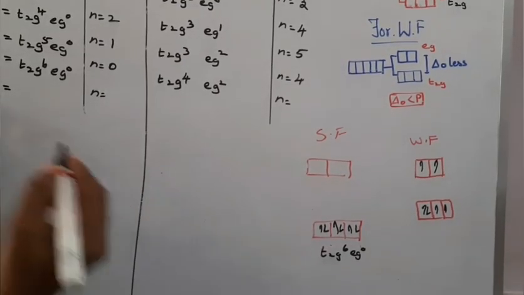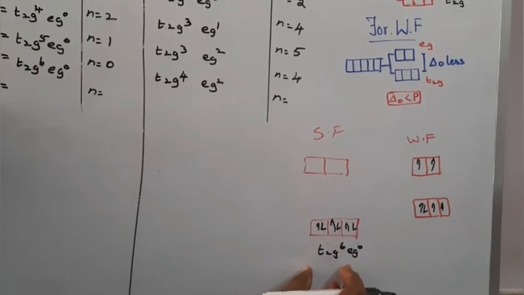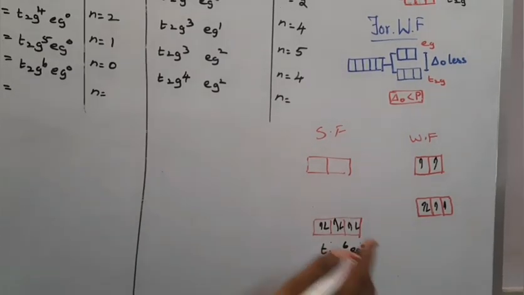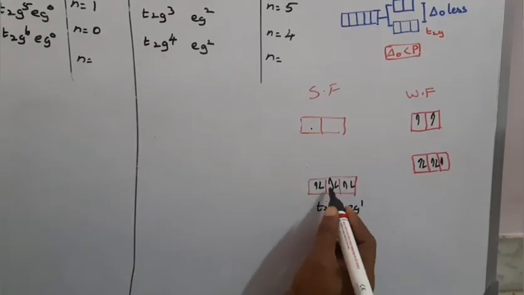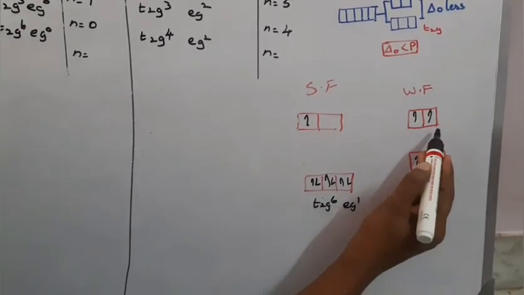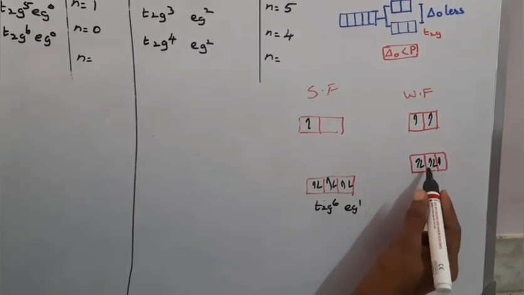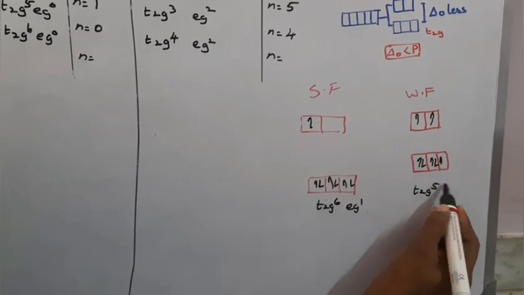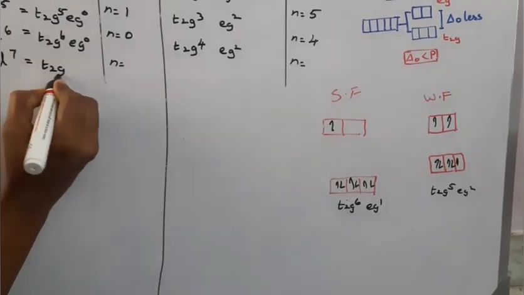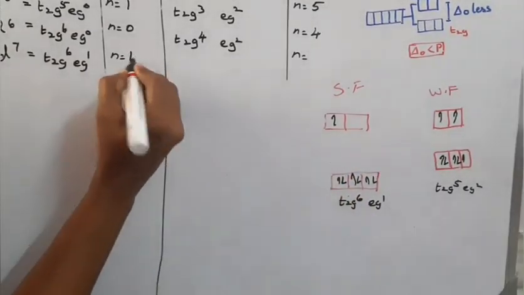And D7 configuration. Here the pairing energy is completely filled. After the seventh electron it goes up. Easily 1, 2, 3, 4, 5, 6 and EG 1. For here 1, 2, 3, 4, 5, 6, 7. That is T2G. How many electrons present? 1, 2, 3, 4, 5. T2G 5 and EG 2. So here D7 configurations, T2G 6, EG 1. Number of unpaired electron is only one.